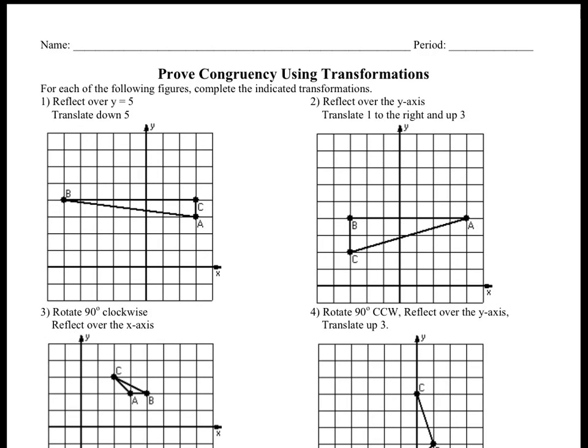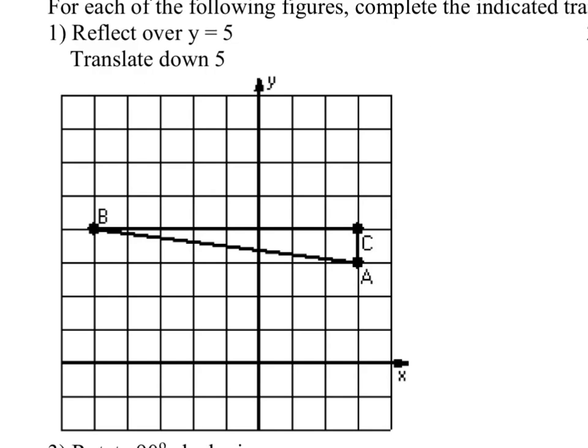Alright, time for solutions for the prove congruency using transformations. So on this entire front side, you're just doing the multiple transformations. I want you to show each of the steps. So let's start with the first one, reflect over the line y equals 5, which is 1, 2, 3, 4, 5, this horizontal line up here.